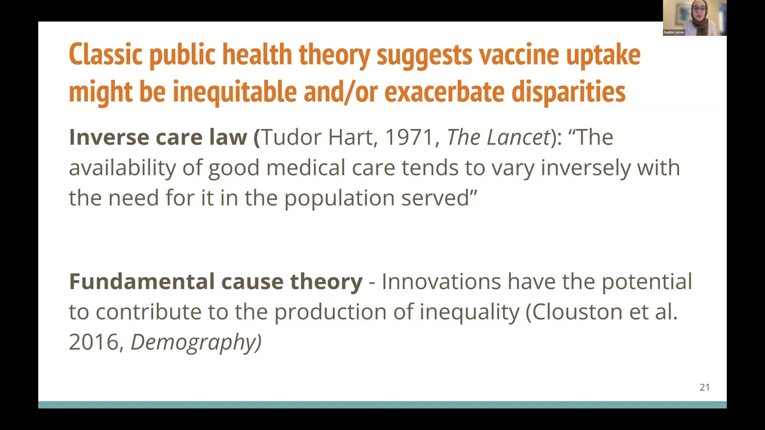And what we think is going to happen, based on things that have happened in the past, is that that population is probably the least likely to get the intervention that they desperately need, this vaccination. And then, when we put this in the context of fundamental cause theory as well, we can think about how innovations have the potential to contribute to the production of inequality. So if I already know I have disparity between these two groups, and then I introduce a layer of vaccine disparity, I might make that underlying disparity in transmission or mortality more pronounced.